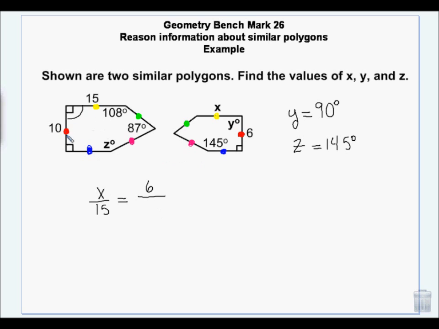15 corresponds to 10. Or I'm sorry, red corresponds to red, so 6 over 10, and then yellow to yellow, so x over 15. Once I figure that out, to solve it, I'm going to cross multiply, and I get 10x is equal to 90. So x is equal to 9. So this side here is 9.